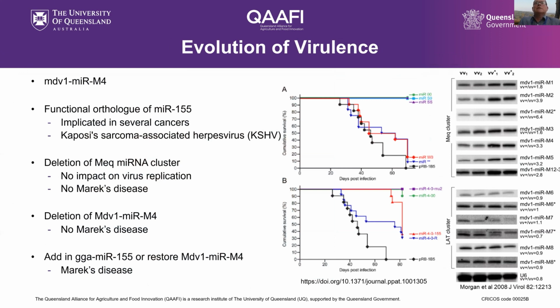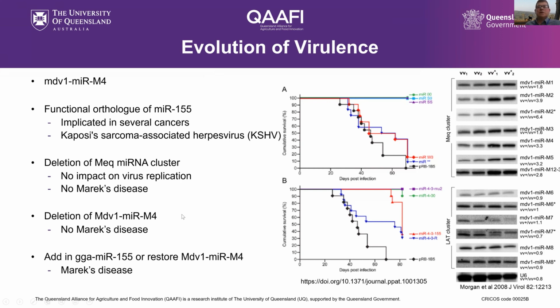So the microRNA MDV-miR-M4, which is expressed by the very virulent types in a differential manner, is also a homologue of a host microRNA, miR-155, which is also implicated in several cancers. And then Kaposi's sarcoma virus also expresses a homologue of miR-155. Venugopal Nair's group in the UK have shown that if they knock out all of these microRNAs, they're all from one transcript, the virus still has its capacity to replicate, and you don't get Marek's disease either.